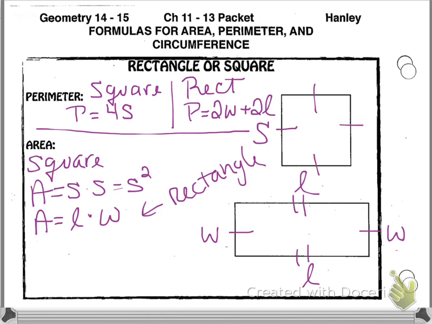Alright, so I'm not going to do an example with this because I think it's pretty straightforward, but if you're finding a perimeter, make sure you add all 4 sides. If you're finding the area, always length times width, and in the case of a square, those are the same values.